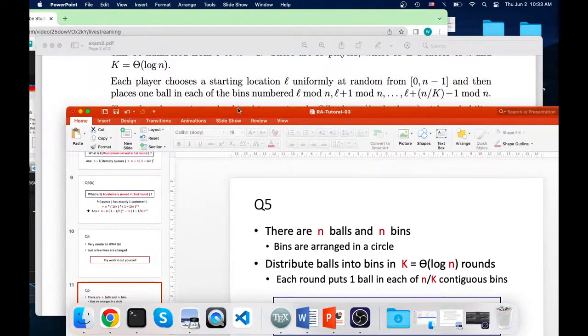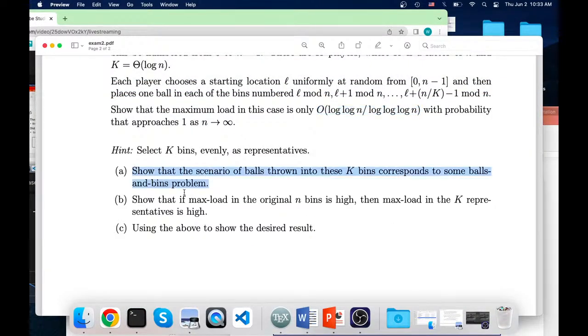I hope that by using the hints here, this is exactly what we are asking you to find out. This is a difficult question because you need to convince yourself that the load in the representative case and the load in the original setting are related, and then make use of this relationship to deduce that the probability of having a very large load in the original case is going to be small.